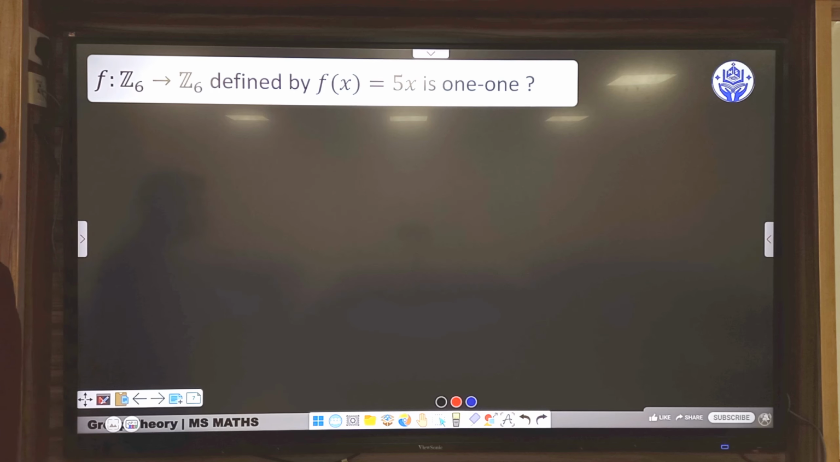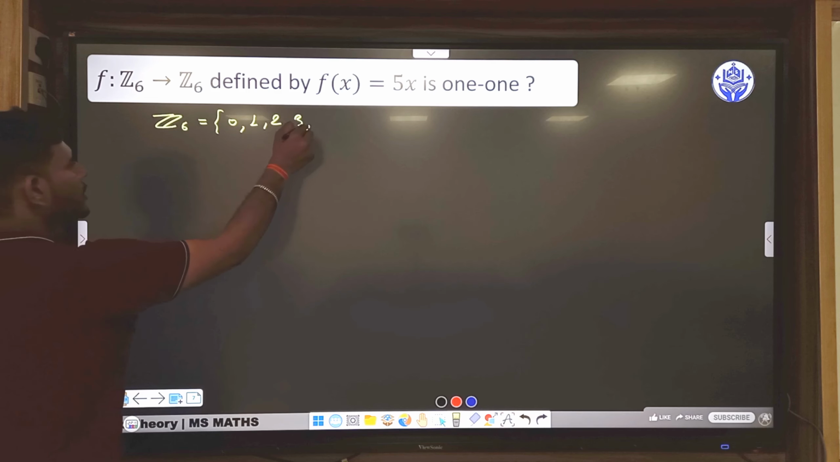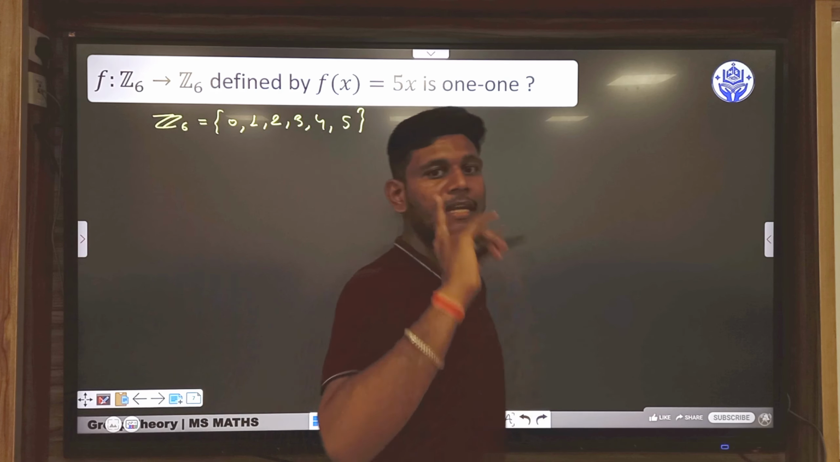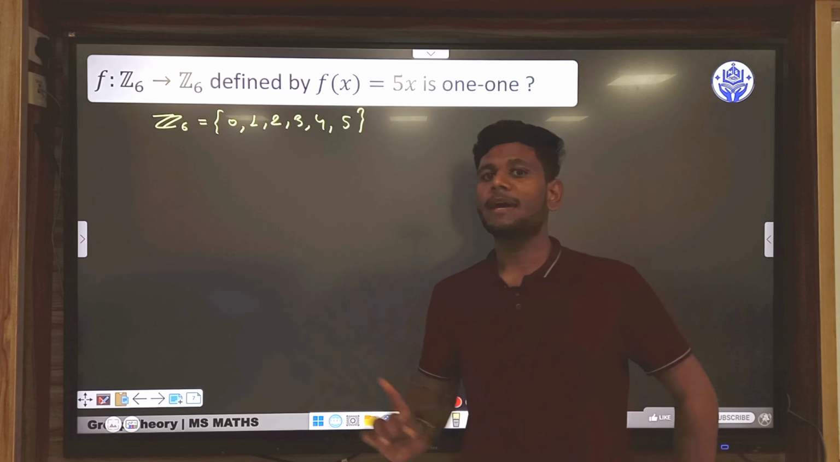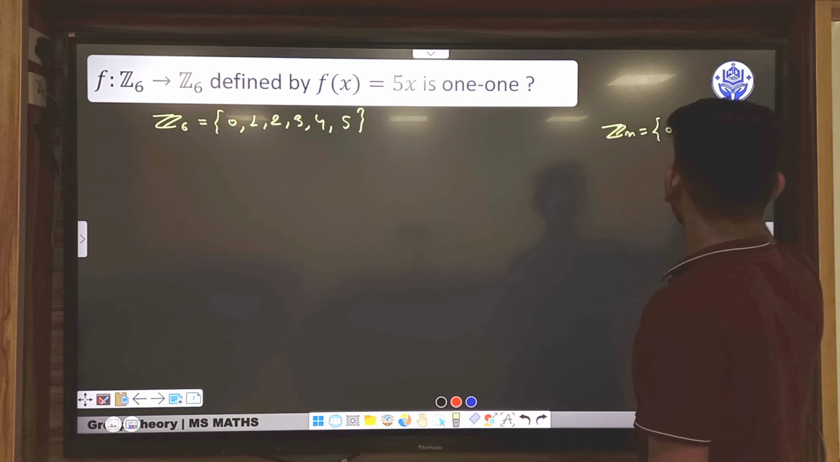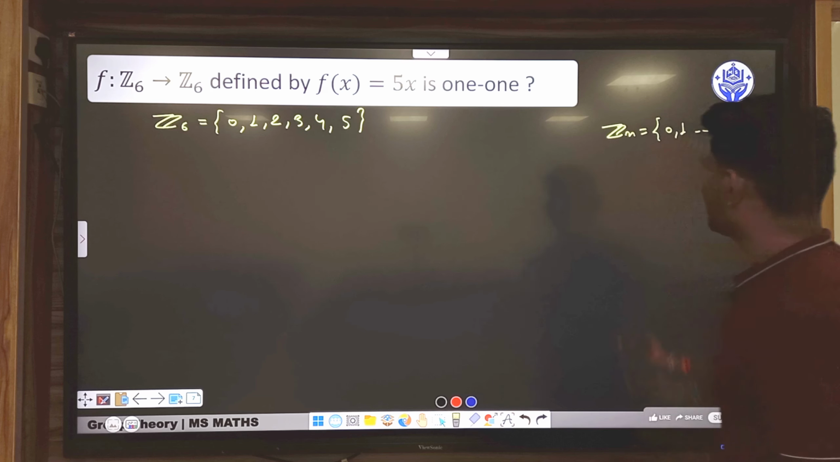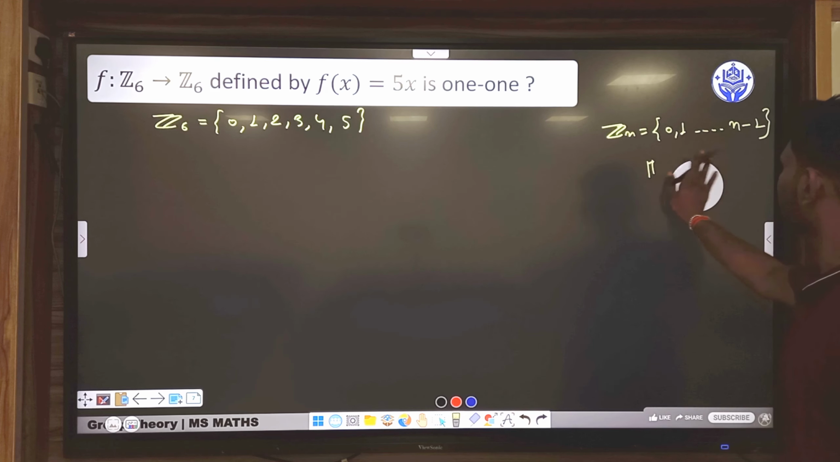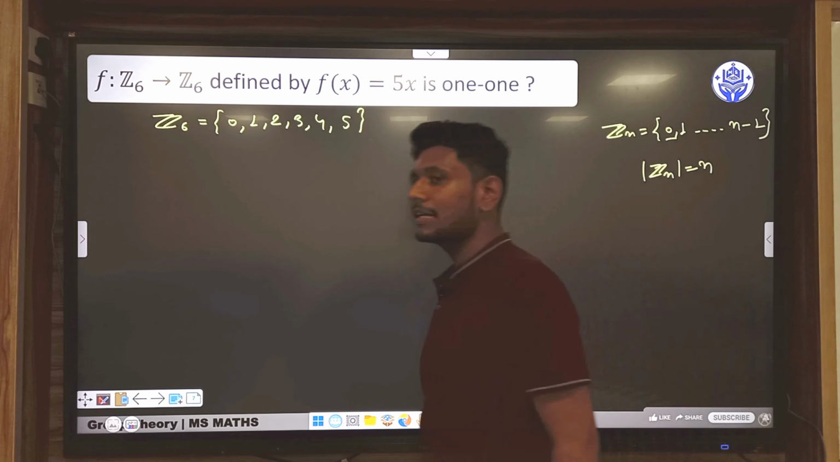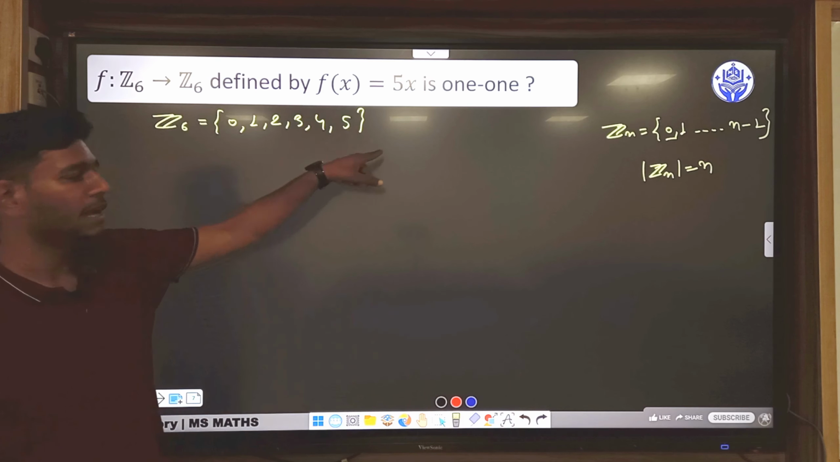Next, we have one more question which is related to this. Now, what do you mean by Z6 here? Z6 is nothing but 0, 1, 2, 3, 4 and 5. It means whatever you have Zn, it will contain n number of elements up to n minus 1. For example, if it is Zn, then it is 0, 1 up to n minus 1. The cardinality of this set is going to be n, because 0 is also here. So the cardinality of this set is 6, but the elements go till 5, n minus 1.